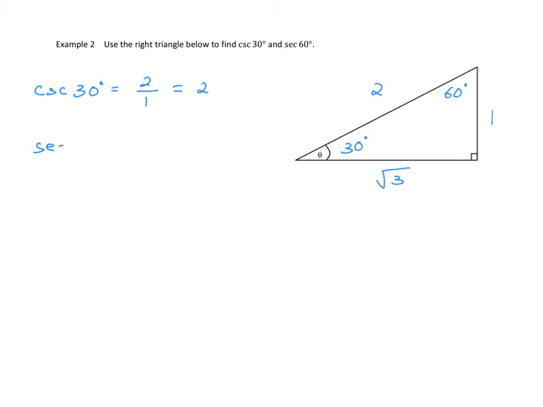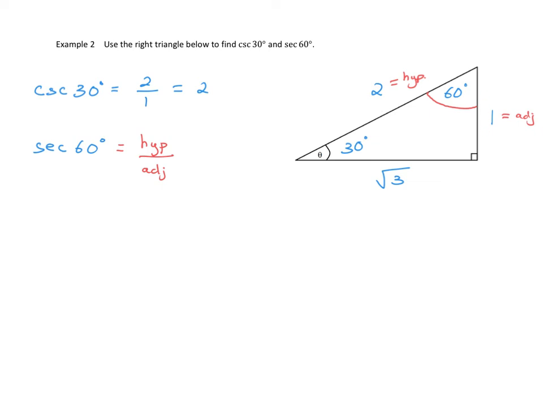Okay, what about secant of 60 degrees? Now this time, secant, just to maybe put this up here, this is the reciprocal of cosine. So this is the hypotenuse over the adjacent side. But you have to know which angle you're referring to. So here we're talking about the angle of 60. Now that doesn't change what the hypotenuse is. The hypotenuse is still 2. But this time, the adjacent side is going to be 1.